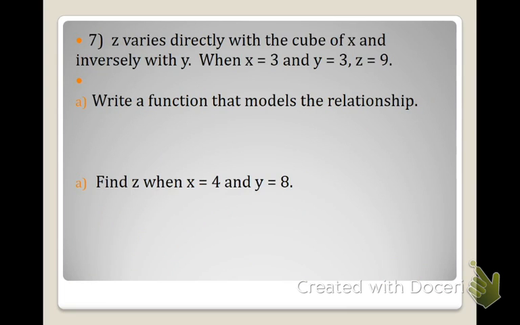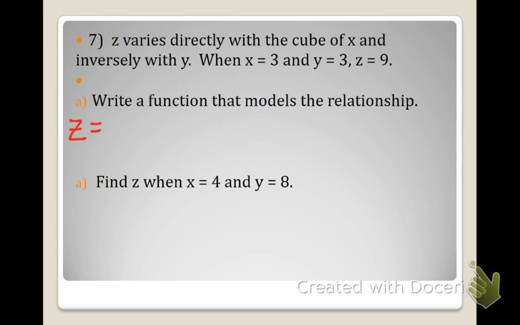All right, so again, I'm going to help you get your initial part set up and then turn you loose for a few minutes to see if you can get the whole thing done. So z varies directly with the cube of x and inversely with y. So now we've got 2 different types of variation. Still, it's going to start off with z equals. Direct means that k and the cube of x are getting multiplied.